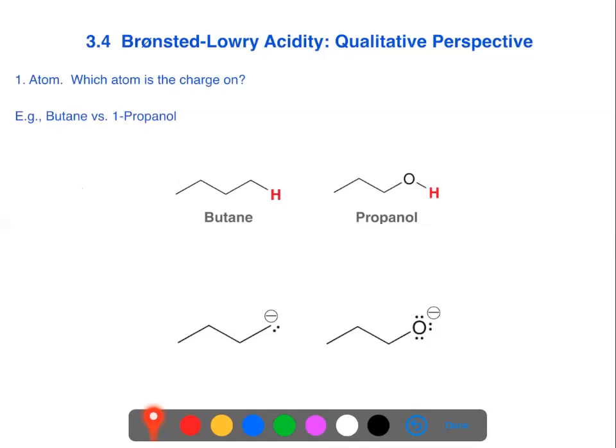For butane, that gives us this butanide ion. This is the alkanide for butane, where the terminal carbon takes on that additional electron with the loss of this particular proton. So we deprotonate each of these two acids and look at their two conjugate bases. When we compare these two conjugate bases, the only difference is the nature of the atom which has the negative charge.